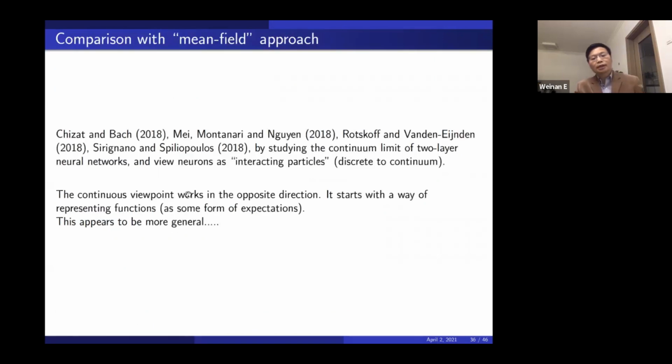So here I'm taking the opposite approach. I started with a continuous formulation, then discretized it, and then recovered these two-layer neural network models. Now, this approach, in my opinion, is more intrinsic, and it is actually more general. I don't have time to go through this, but it is more general.